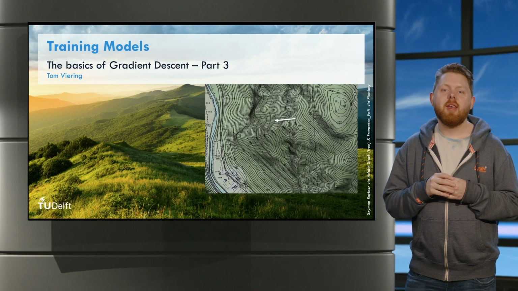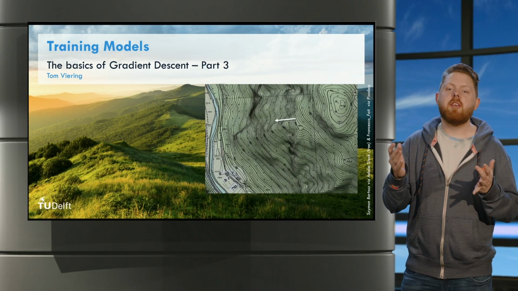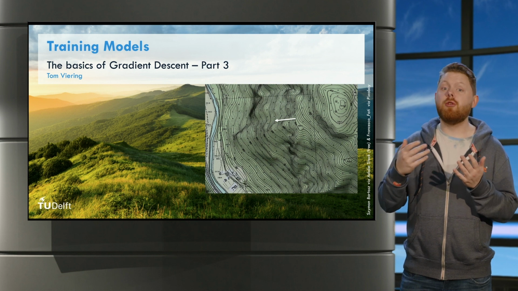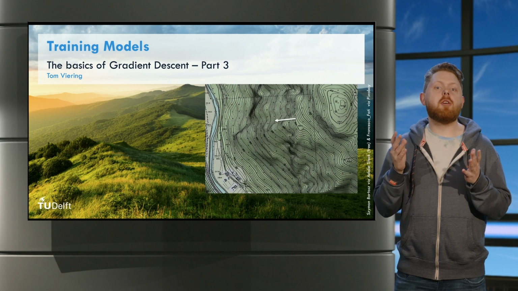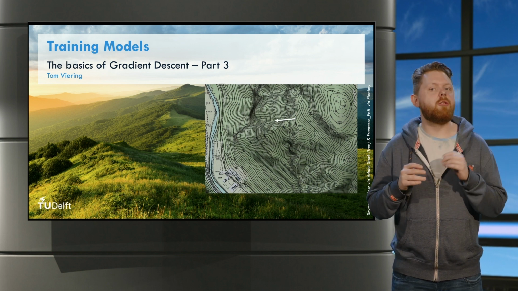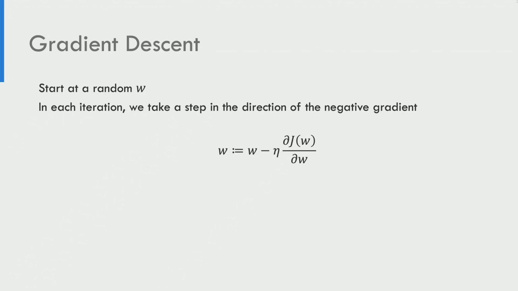Welcome back. I hope you have experienced that the gradient information was useful to minimize the cost function. Now let's discuss how gradient descent uses gradient information.